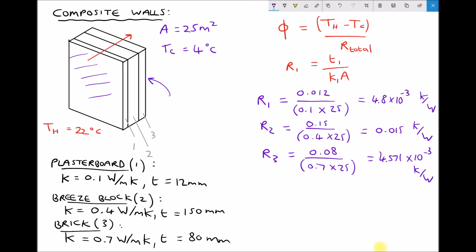Now we have each of the individual thermal resistances, we can find the total thermal resistance, because all we're going to do is add those 3 values together. So we have our total equals 4.8 times 10 to the minus 3 plus 0.015 plus 4.571 times 10 to the minus 3. And that gives us a total thermal resistance equal to 0.024371. And again, that's Kelvin per watt.